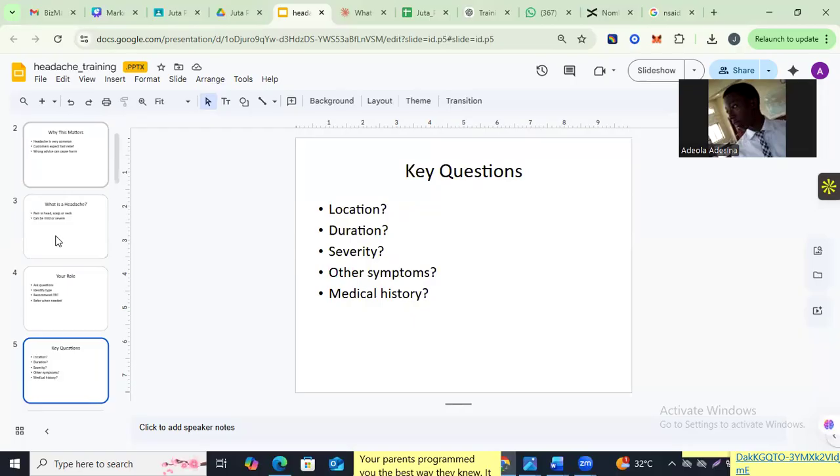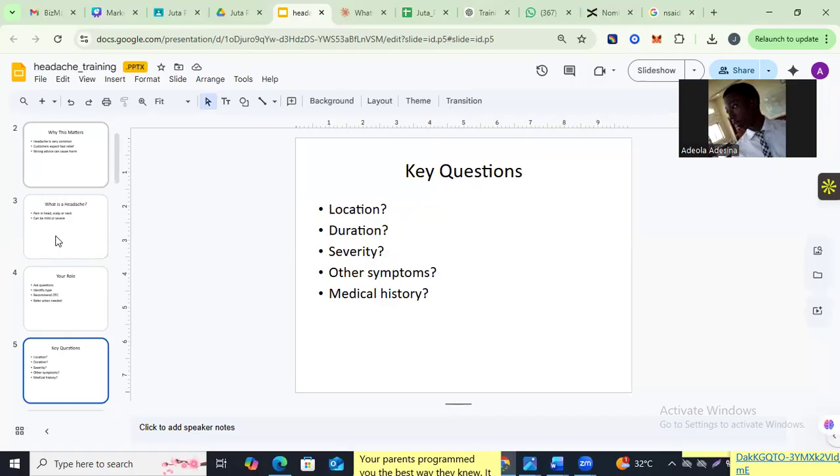Now, the key questions you should start with. Number one, where is the headache? Is it in the front of the head? Is it in the middle of the head? Is it at the back of the head? Is it in the nose? Is it in the eyes? That is how you will know which type of headache it is.